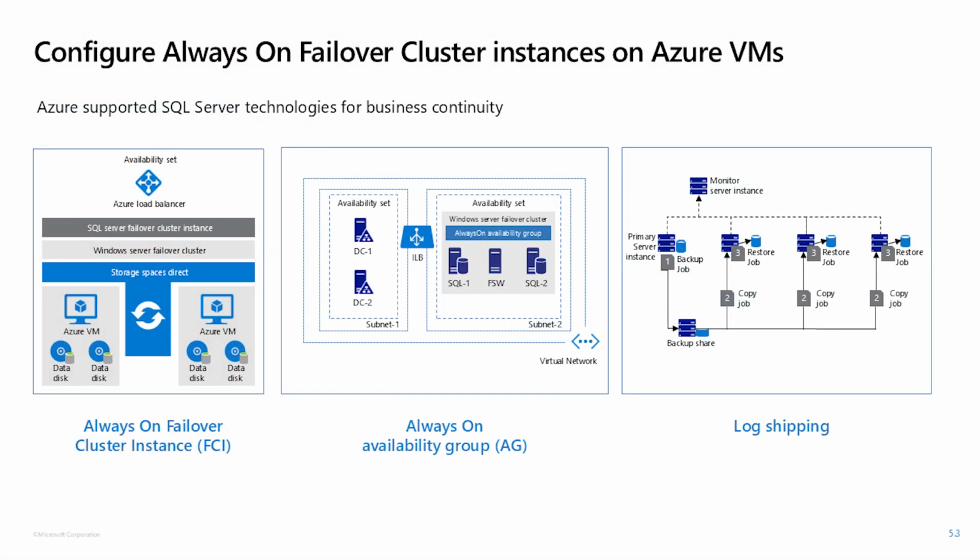For this exam, understand also how SQL Server high availability solutions work in Azure, and the key differences between those high availability solutions. Again, remember that failover cluster instances require shared storage. They also use a load balancer. Availability groups replicate those databases independently and use an internal load balancer. And finally, log shipping, which is not a high availability solution, but rather a disaster recovery method.